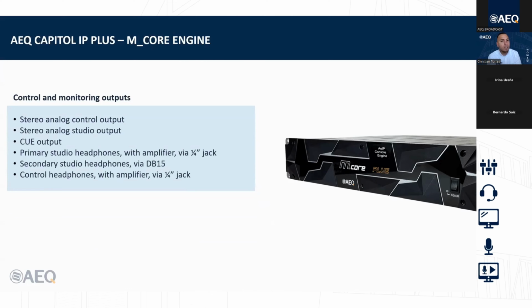Control and monitoring outputs: stereo analog for control or studio, and Q output, primary studio headphone and secondary headphone via RJ45. Control headphone with a 1/4 inch jack.